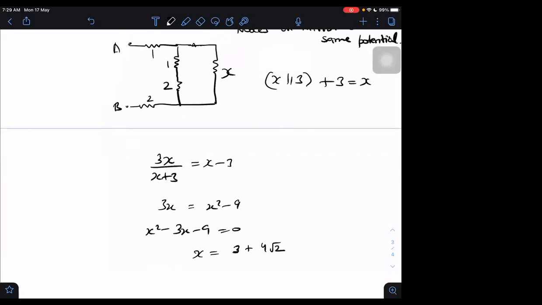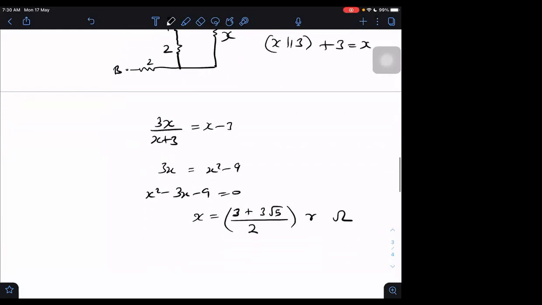Root 45, sir? 3 root 5. We can write it as 3 plus or minus 3 root 5 by 2. Minus we have to ignore, sir, so 3 plus 3 root 5, because resistance has to be positive. And at last we can multiply back by R. This is the answer.